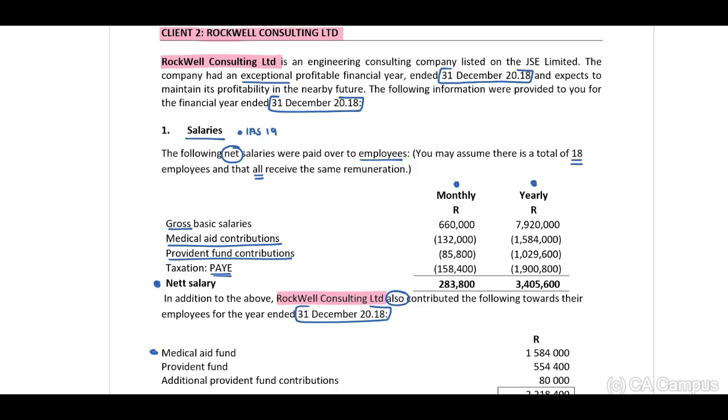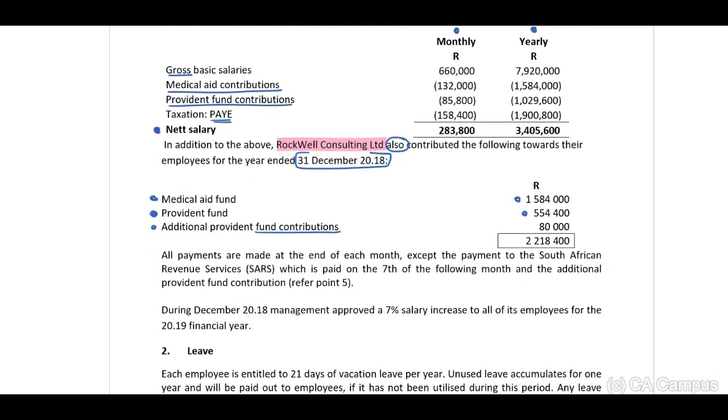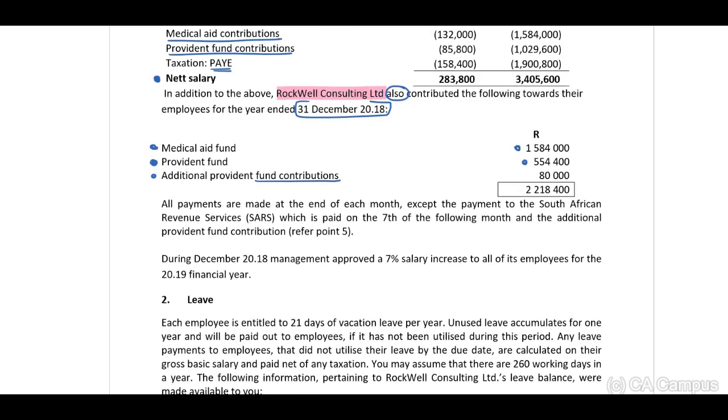Medical aid fund contribution of 1,584,000, provident fund 554,400, and there is an additional provident fund contribution of 80,000. All payments are made at the end of each month except the payments to the South African Revenue Service, which is paid on the 7th of the following month, and the additional provident fund contribution, refer to point 5.